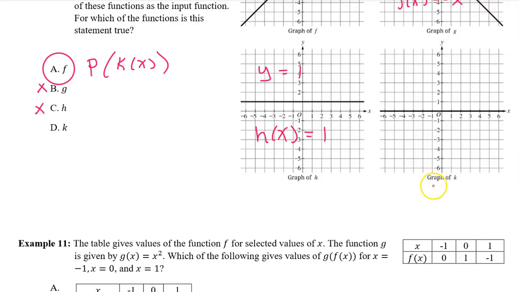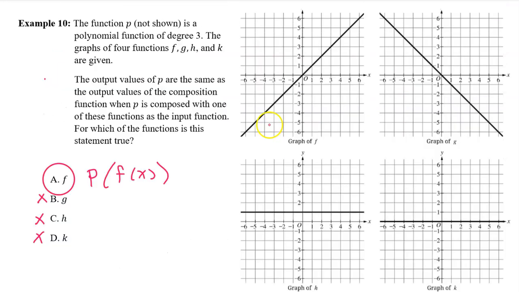It'll be the exact same thing for k of x. This is y equals 0. In function notation, k of x will equal 0. So the composite p of k of x would just be p at 0. That's just a constant. There's no way that's going to equal the original cubic function p of x. This has variables, this doesn't.